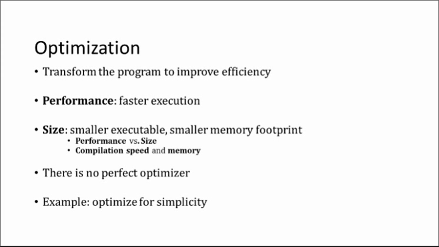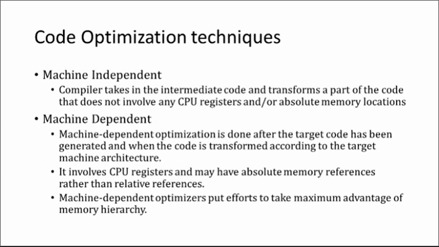And definitely we require less size, and the computation, memory and speed requirements are also going to be reduced. As we have now seen, code optimization techniques are of two types: machine independent technique and machine dependent technique. The machine independent technique does not involve any CPU registers or any absolute locations. But in machine dependent techniques, we involve some CPU registers and some absolute memory references.